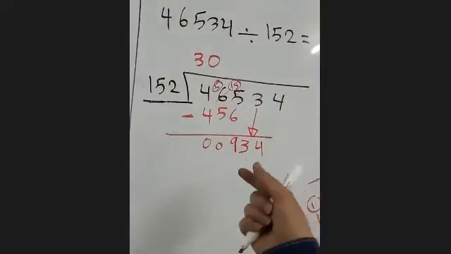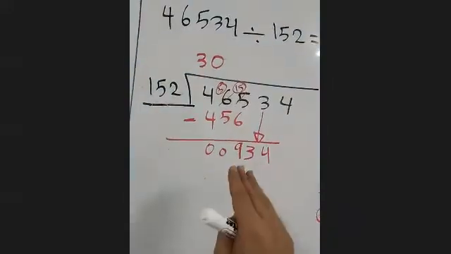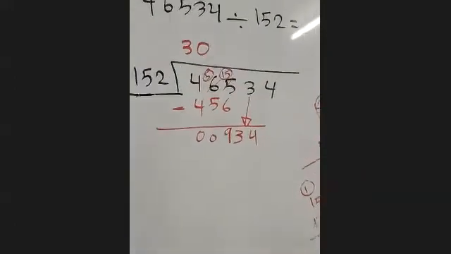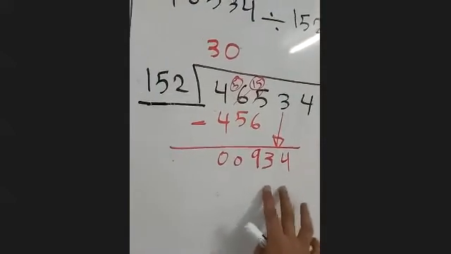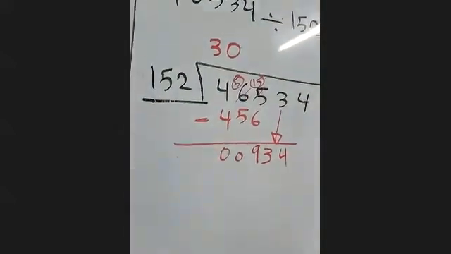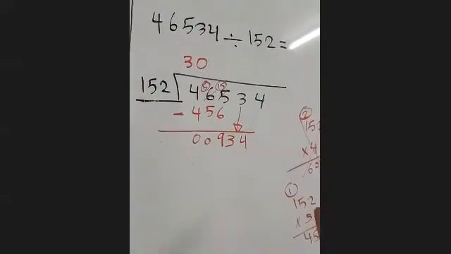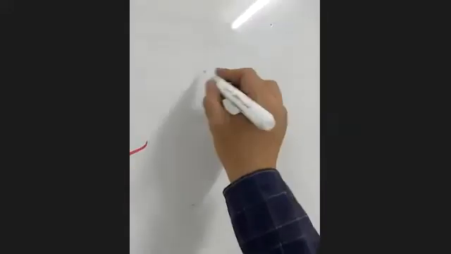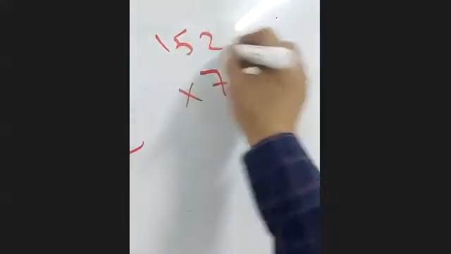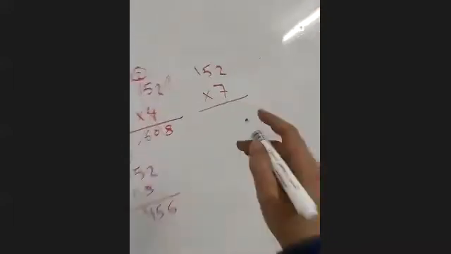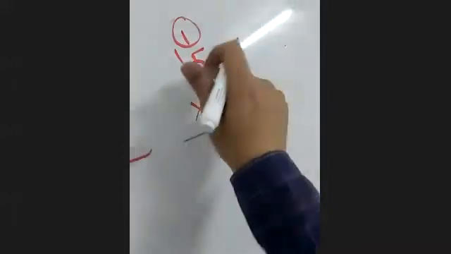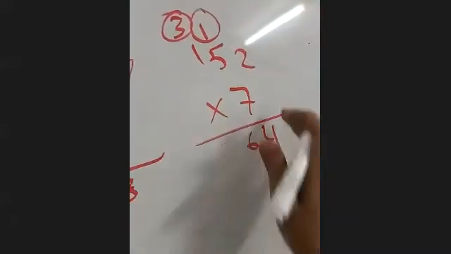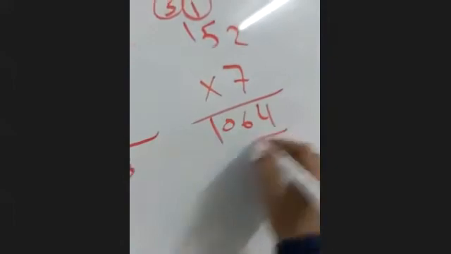You bring a number: if it's less, 0 in the quotient. Equal or more, do the division normally. Now we have 934 divided by 152. Let's guess, check, then see. The 4 gives 608. Let's go more. Let's try 7, for example. 7 by 152. 7 by 2, 14. 7 by 5, 35, with 1, 36. 7 by 1, 7, with 3, 10. Look here, guys.